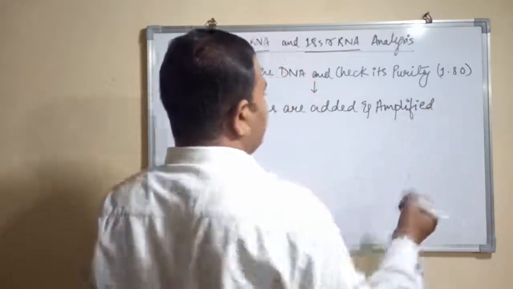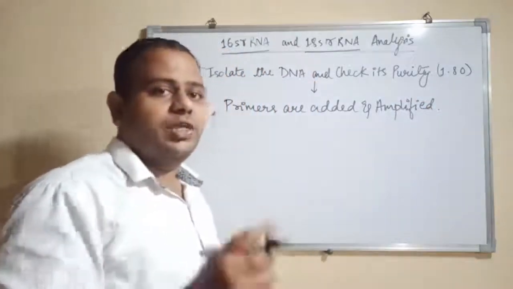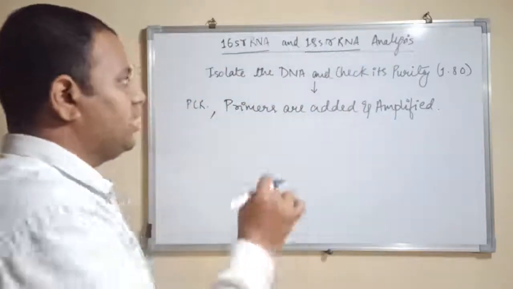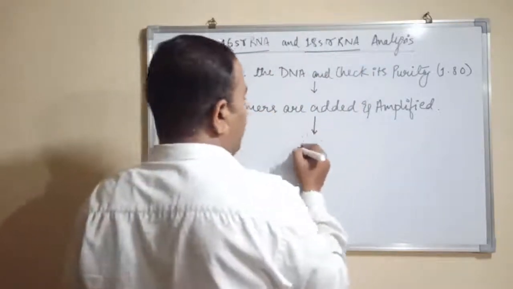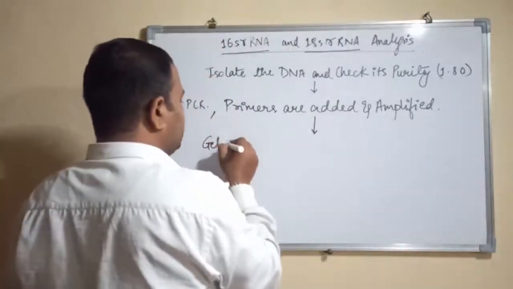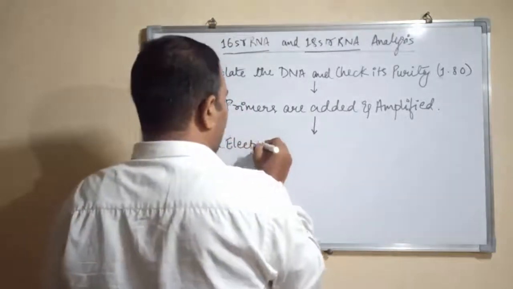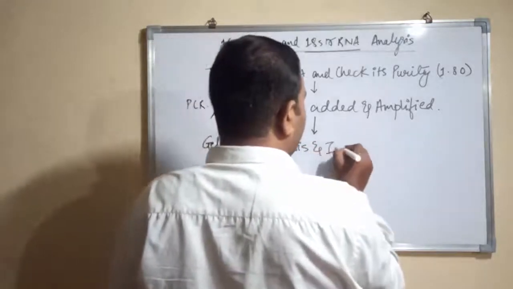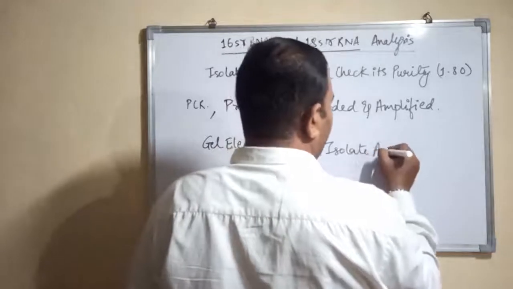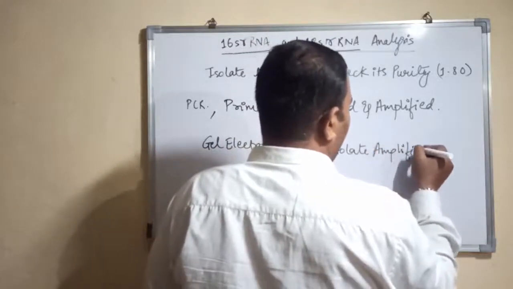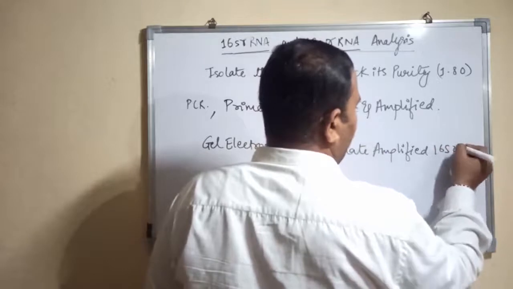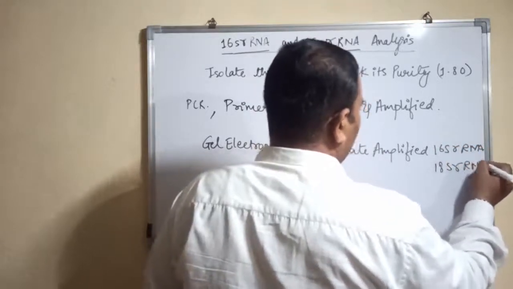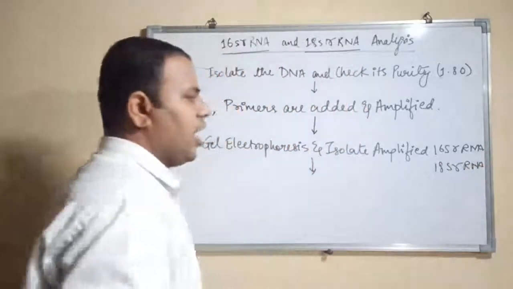Now what will happen in this amplification? It will generate a specific pattern of the 16S and 18S rRNA that is present. After that we have to do gel electrophoresis and isolate the amplified 16S rRNA and 18S rRNA. Now you can get the 16S and 18S rRNA in purified form.